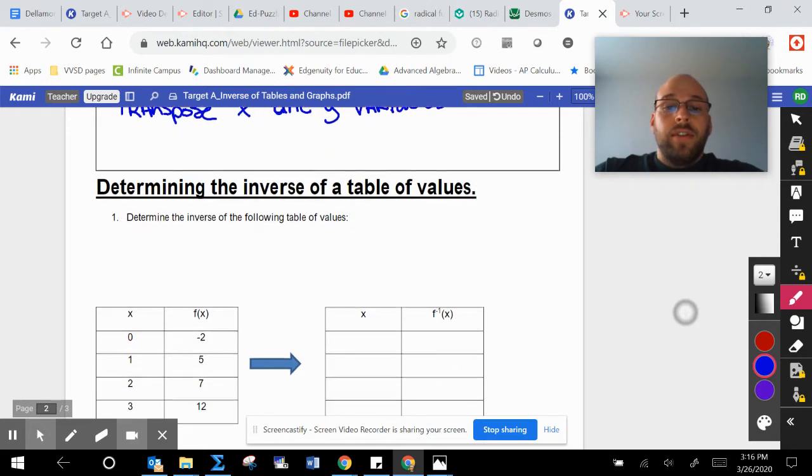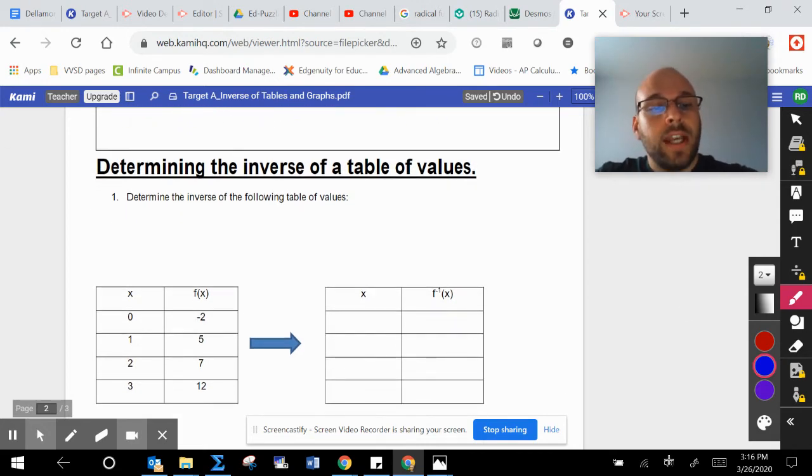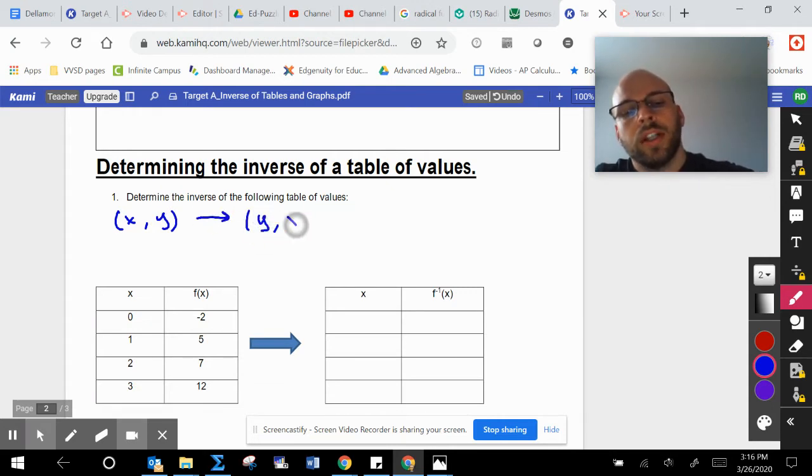So the first problem I have here is a table. Now with every table, we always have our input and output. And ultimately the inverse, we are just going to transpose those. So we're going to switch the orders. So the x's become y's, the y's become x's. We're going to change that order.